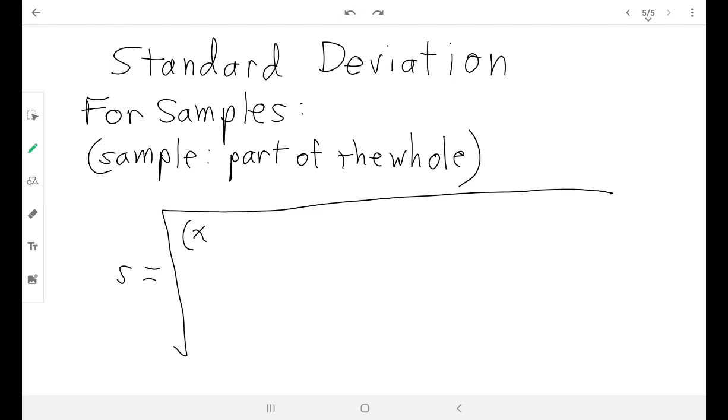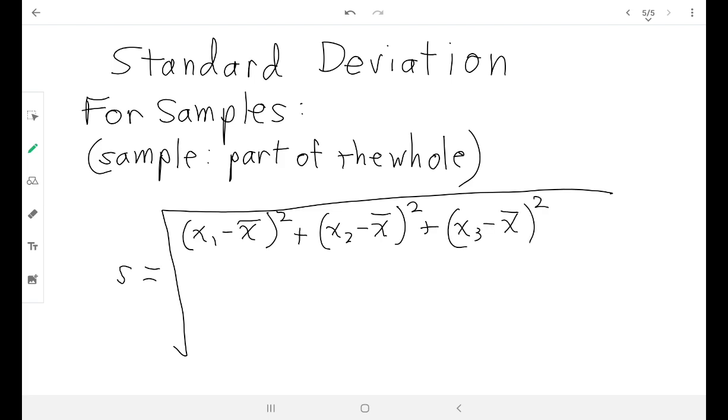Well, let me not do x sub n. That's for one. X sub 1 minus x bar, all of that squared, plus x sub 2 minus x bar, all of that squared, plus x sub 3 minus x bar, all of that squared, plus, and so on and so on and so on. All of that divided by n minus 1.